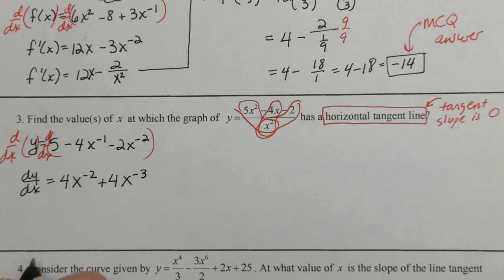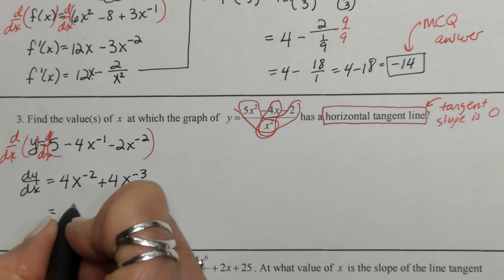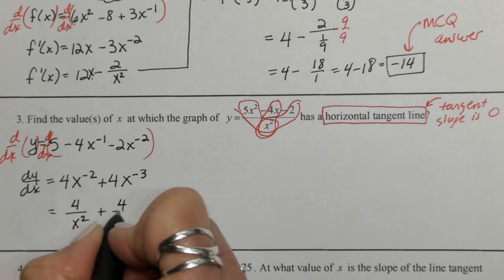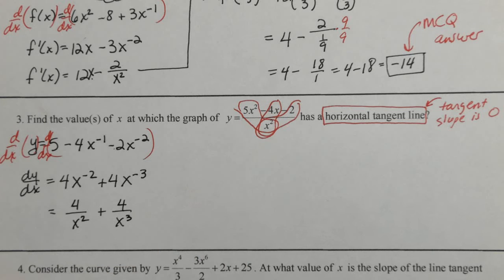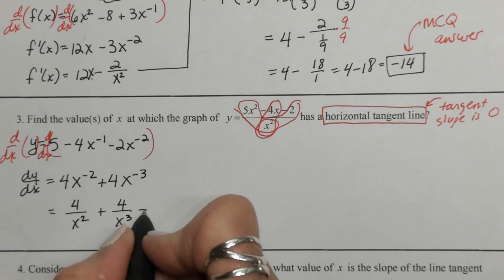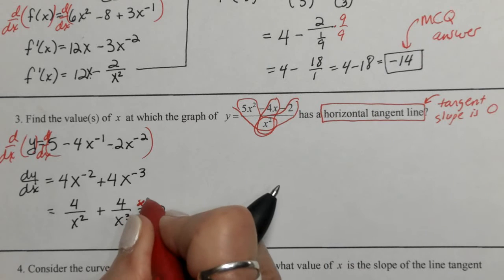Okay? I'm going to again help myself by saying this is 4 over x squared plus 4 over x cubed. And we want that slope, this is the slope of the tangent line, we want that slope to be 0, so I'm going to set this equal to 0.